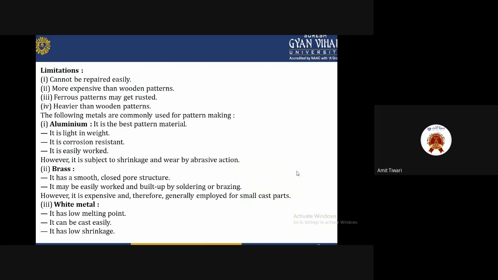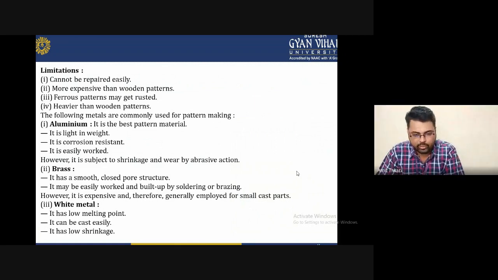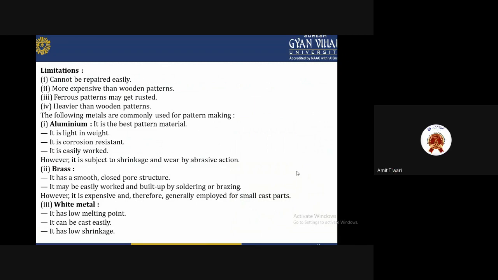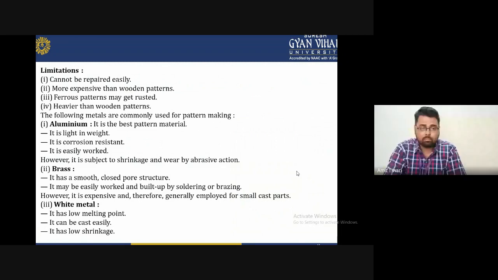The third material is white metal. It has a very low melting point. It can easily be cast, and it has a low shrinkage property. These are very popular nowadays because of their several advantages. So aluminium, brass, and white metal are generally popular materials for making patterns.